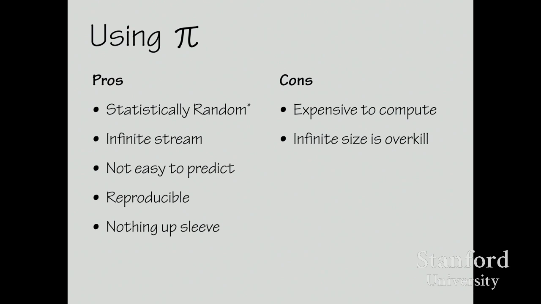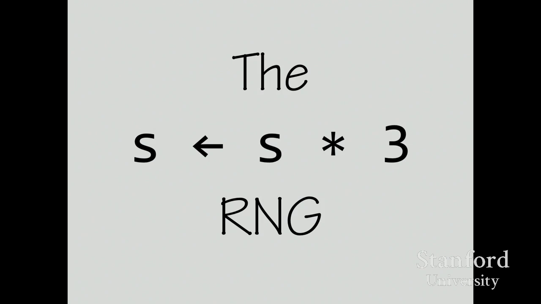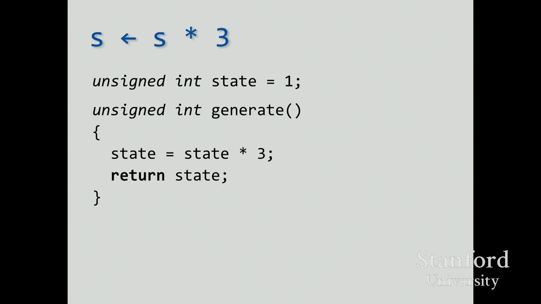And what we're going to do to explore this a little bit is invent a really terrible random number generator. This is actually the multiply by three random number generator, which I hope gives you a sinking feeling in your stomach. And so here it is.